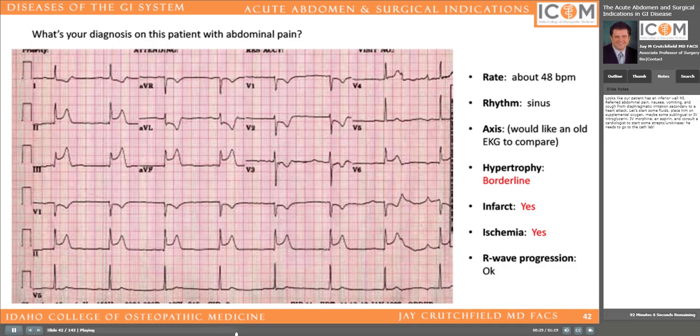If we look at the rate, about 48 beats a minute, the rhythm looks like it's sinus. The axis isn't that important unless there's a tremendous shift, and for that, I'd like to compare to an old EKG, which we don't have.